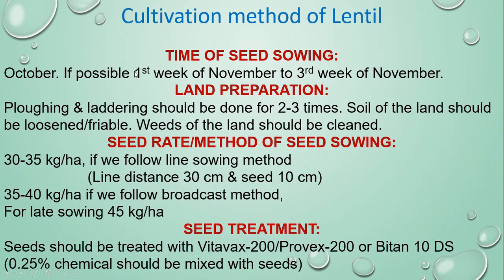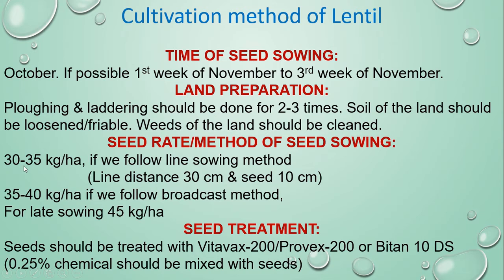We can sow the seed in October, but if possible in the first week of November and third week of November as well. For land preparation, you have to plow, that means till the land properly, and ladder, that means level the land, about 2 to 3 times. Make sure there are no clods in the land. That means loosen and make the soil friable, and clean all the weeds from the land. Weeds are very harmful, because weeds are themselves plants which need all types of nutrients from the soil.